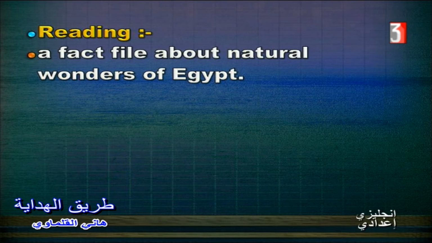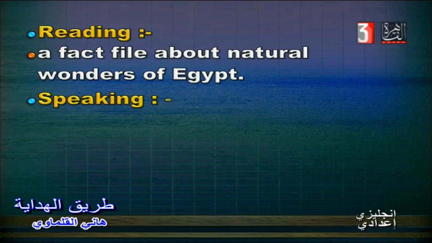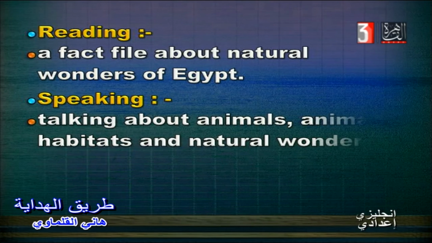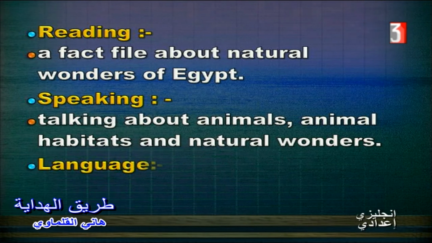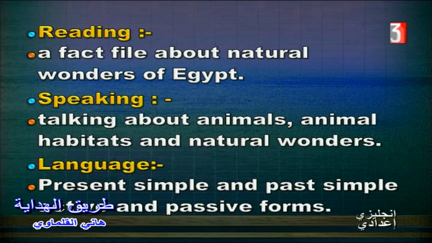In this unit, we are going to read a fact file about natural wonders of Egypt. So we are going to talk about animals, animal habitats, and the natural wonders. What about grammar? We are going to discuss present simple and past simple, active and passive forms. So let's start with the new vocabulary.